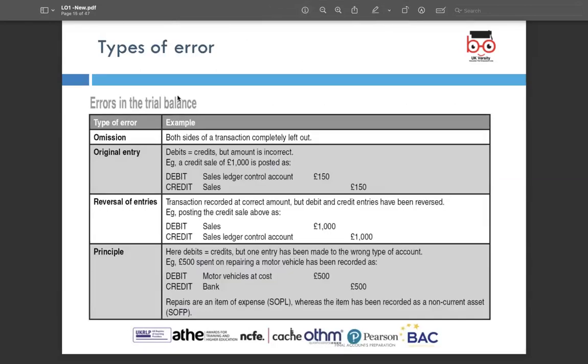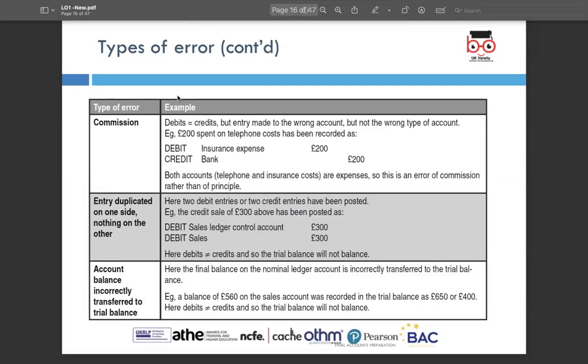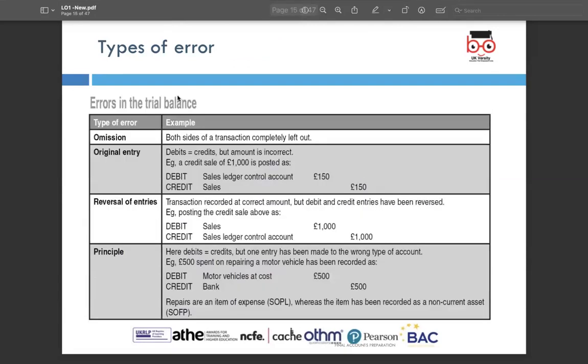Now, errors in the trial balance. There are different types of errors. First of all is omission. Both sides of a transaction are completely left out of the original entry. This occurs when a transaction is completely left out of the accounting records.